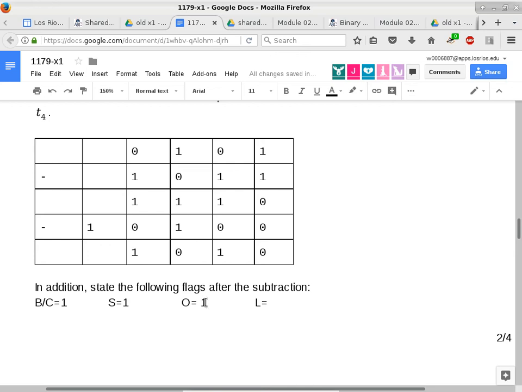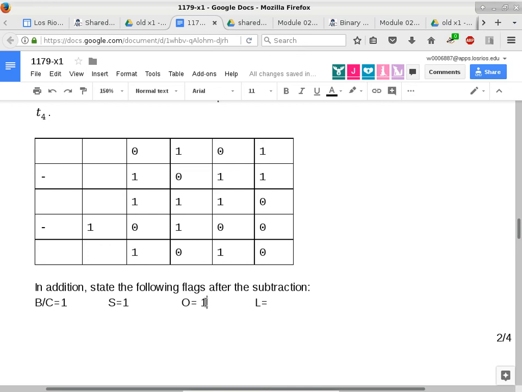Second way is to look at whether the sign makes sense or not. This is a non-negative number, this is a negative number. So if you subtract a negative quantity from a positive or non-negative quantity, what type of sign are you expecting as the result of the subtraction? Positive. It should be non-negative. But it's negative. So the sign doesn't make sense. It has to be lying. So that's why you have an overflow.